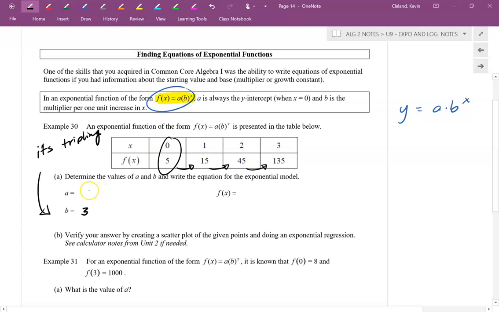A is always going to be this value here where x equals 0. That's our y-intercept. So we just plug them in to the general form and we've got the equation. We can verify this by creating a scatter plot. I'll show you how to do that in just a moment, but we can also do it algebraically. Let's just plug in and make sure that our model works for every data point.